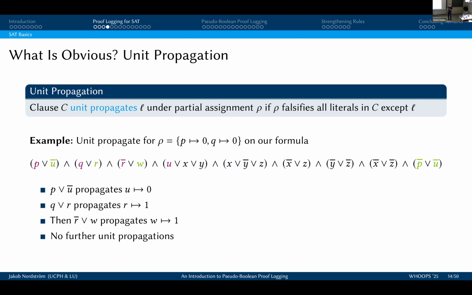One basic property of our proof system will be that if we tell the proof checker about something and it follows by unit propagation, then this is such a simple procedure that our proof checker is expected to be able to do this.